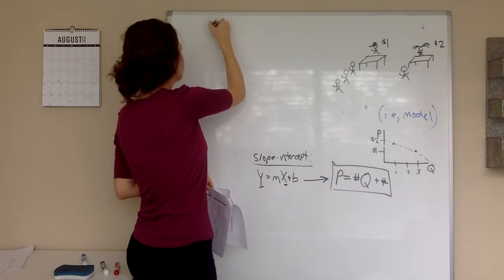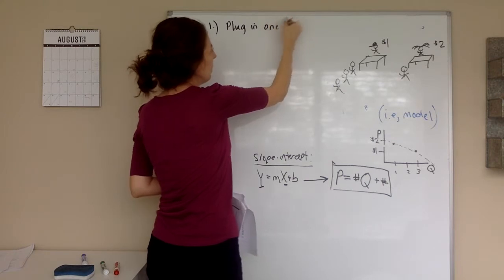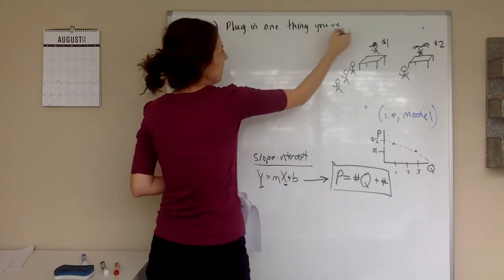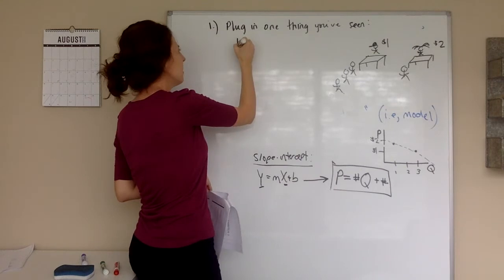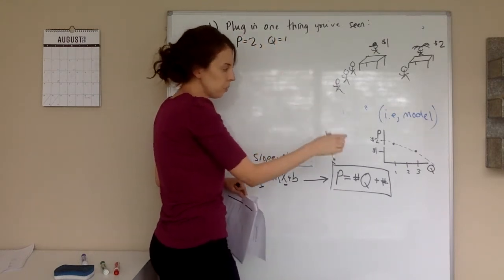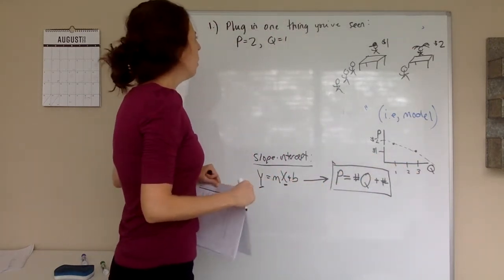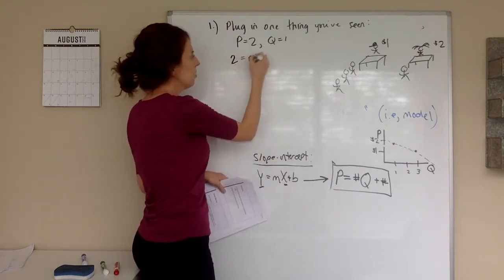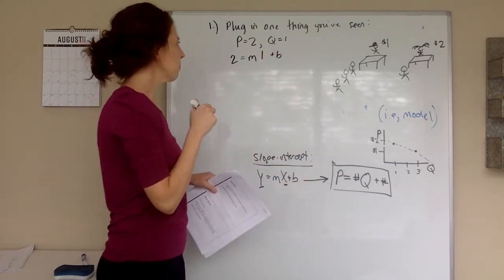So we're going to plug in one thing you've, we'll say, seen. Okay, what's one thing you've seen? You've seen that when the price is 2, the quantity is 1. So this is one thing you've seen. You could equivalently put in that you've seen that when the price is 1, the quantity is 3. Okay, when you put that in, what you get is P = MQ + B. Okay, that's step 1.